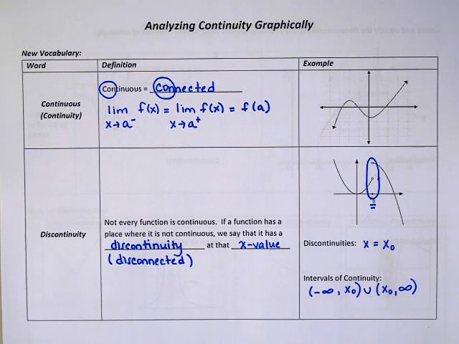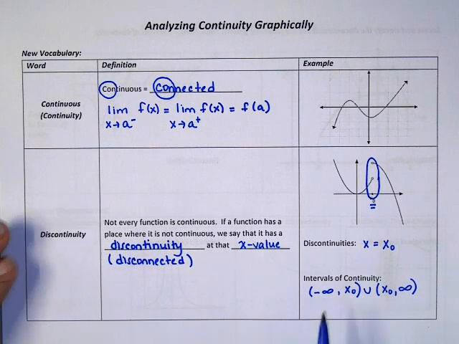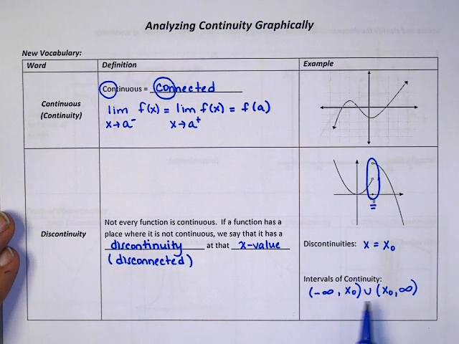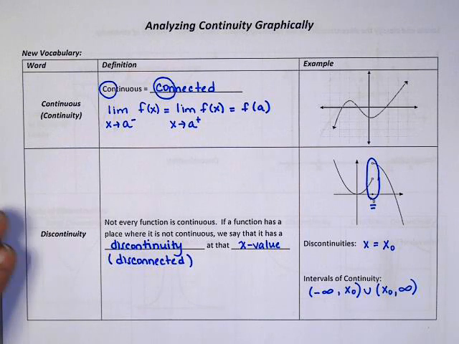Now these are intervals, not ordered pairs. So we're not talking about a specific ordered pair. We're giving intervals where we are continuous. So I'm continuous for all of these x values and for all of these x values.